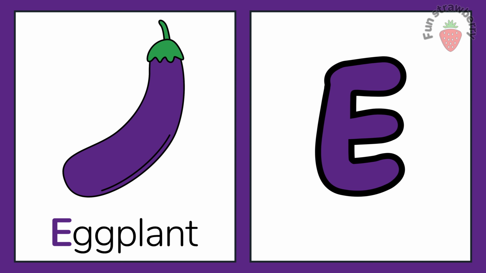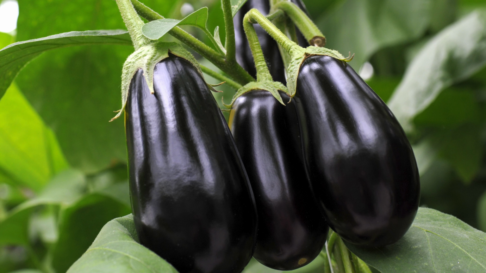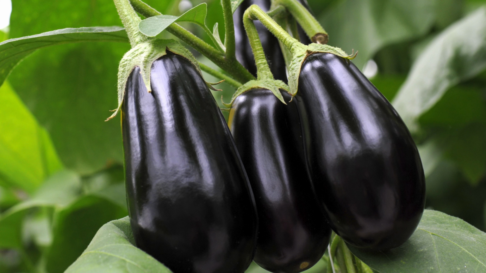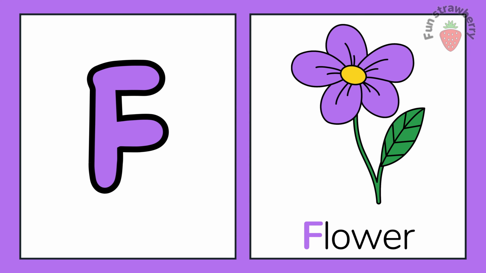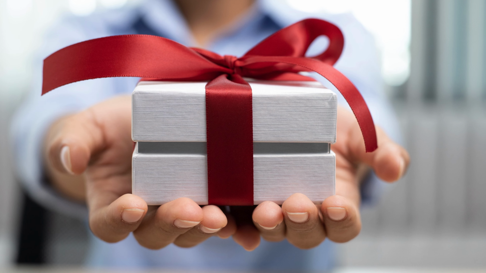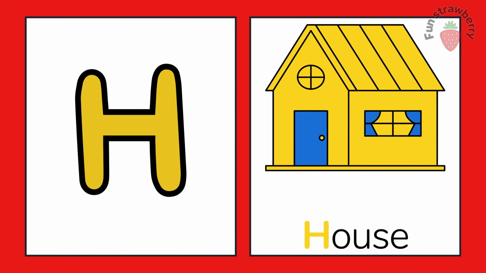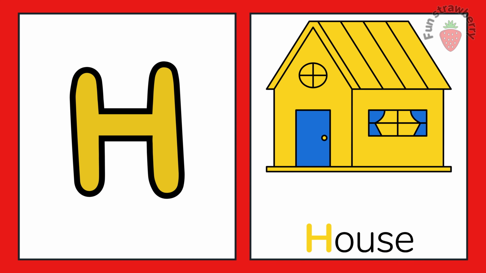E for eggplant. This is eggplant. F for flower. This is colorful flowers. G for gift. This is gift. H for house.